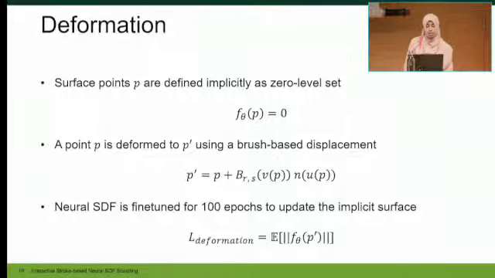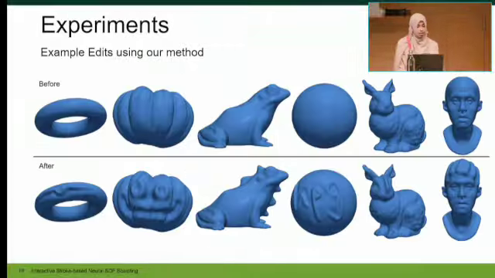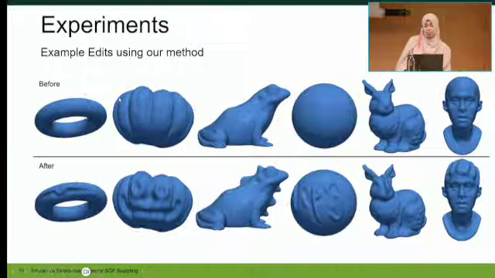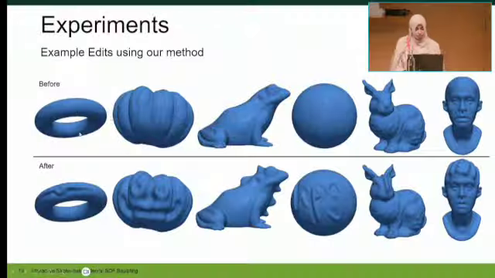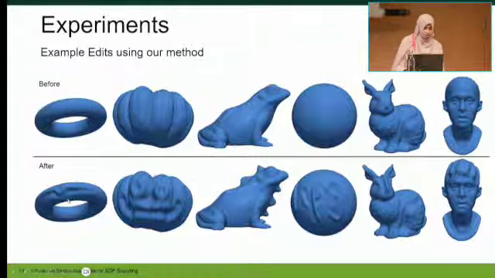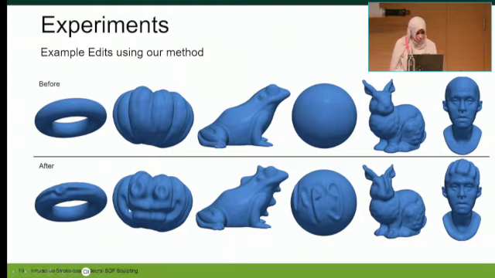So let's have a look at some of the results. So these are some example edits that we can achieve using this editing pipeline. We have this torus that I just showed earlier, and it could be converted into a ring by drawing these 3 strokes. We have this pumpkin. We could create a Halloween pumpkin out of it by protruding the eyes, carving the mouth. And this frog is turned into a hybrid frog lizard.